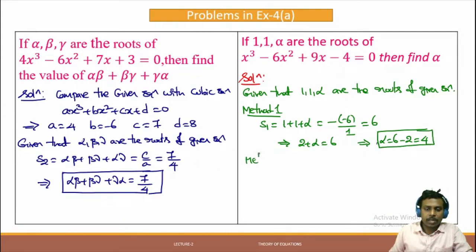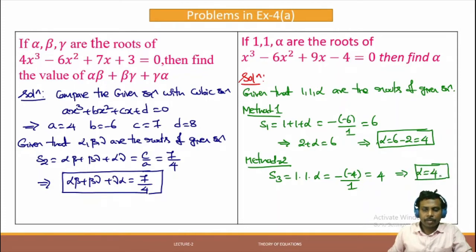And what is method 2? Method 2 is, now consider S3. S3 is what? Sum of the product of all the three roots, that is 1 into 1 into alpha is equal to minus d by a. So minus d by a, so it is minus of minus 4 divided by 1. So this is equal to 4, implies alpha value is equal to 4. So alpha value is 4 actually.